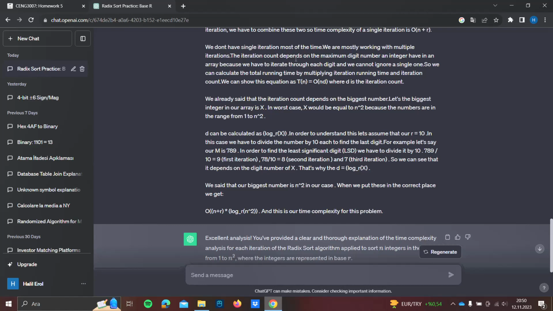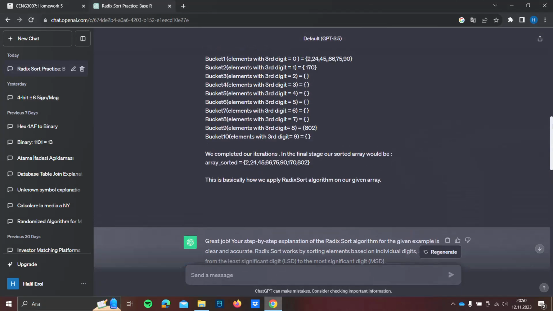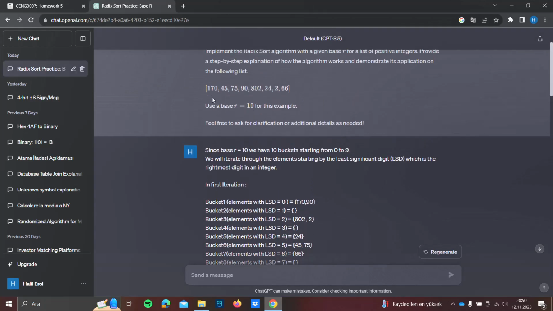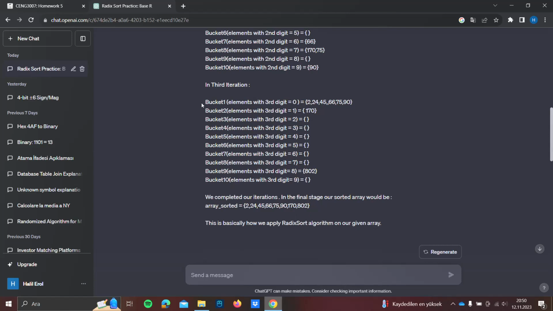The iteration count depends on the maximum digit number an integer has in an array, because we have to iterate through each digit. For example, let's look at our previous example, as you can see here. Here we made 3 iterations. Why? Because the maximum digit number is 3, as you can see from here. It is 3, so we made 3 iterations.